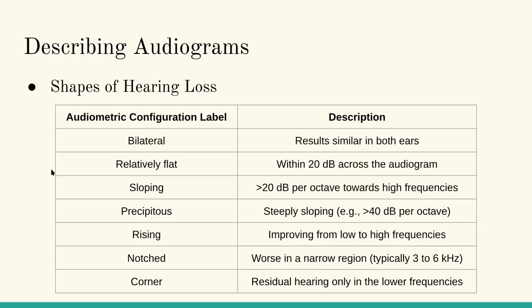You might also call that a reverse sloping audiogram. Or notched, you might have just a notched region of hearing loss in the 3,000 or 6,000 hertz range. And then a corner audiogram where we have residual hearing only in the low frequencies, like 125 to 250 hertz, and then we have a lot worse hearing above that.